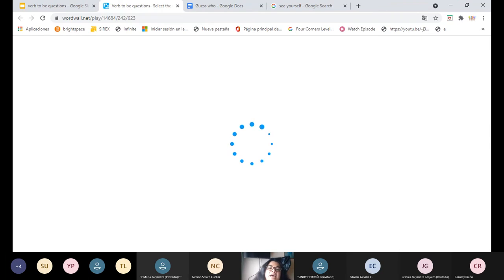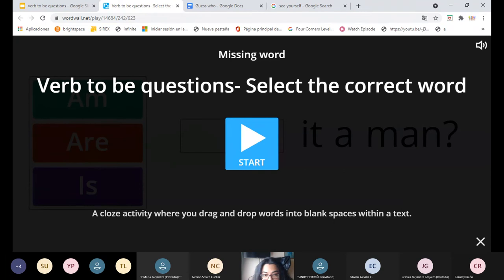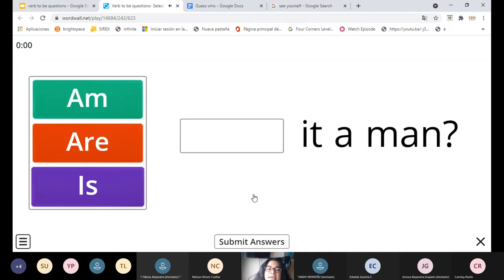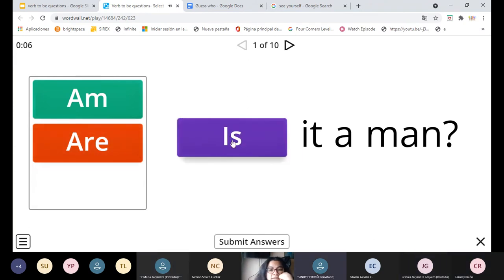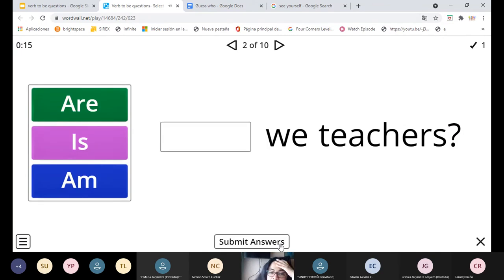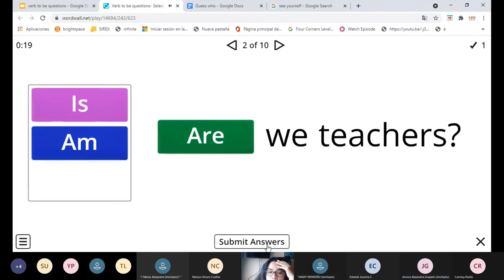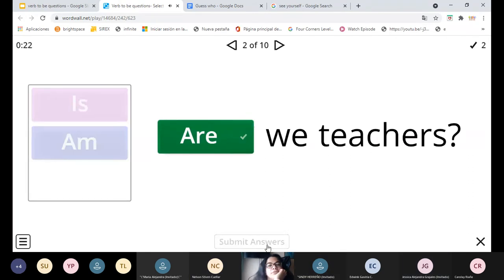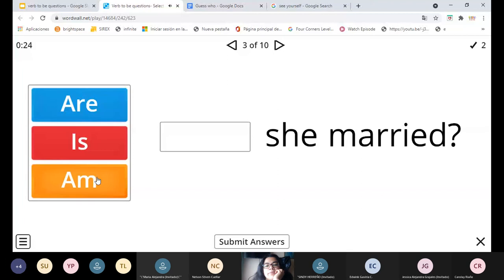Here, in this first activity, guys, what you have to do is to select the correct word. For example, in this case, what is the correct one? Am, are, or is? Is. So, is it a man? And we click on submit answers. Good. All right. What about the second one, guys? Are we teachers? Exactly. And click on submit answers. That's right. What about the next one?